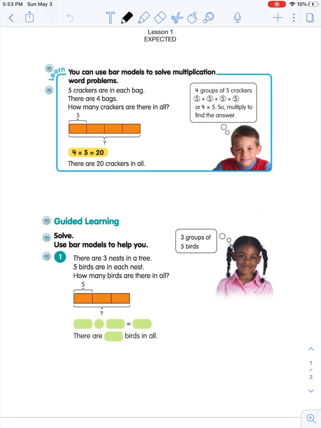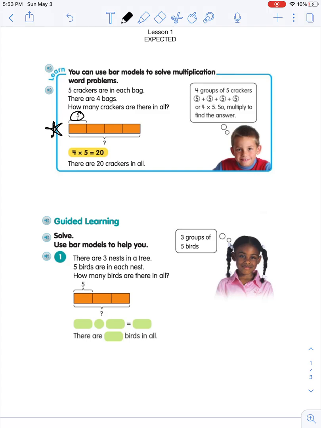So if we look at this example in the Learn, it says you can use bar models to solve multiplication word problems. 5 crackers are in each bag. There are 4 bags. How many crackers are there in all? If we look at the bar model that they did for us, we see that there's 4 sections in our model, and each section has 5 in it.